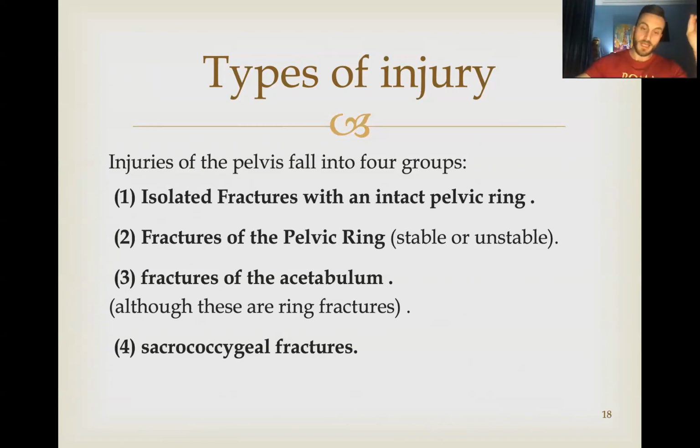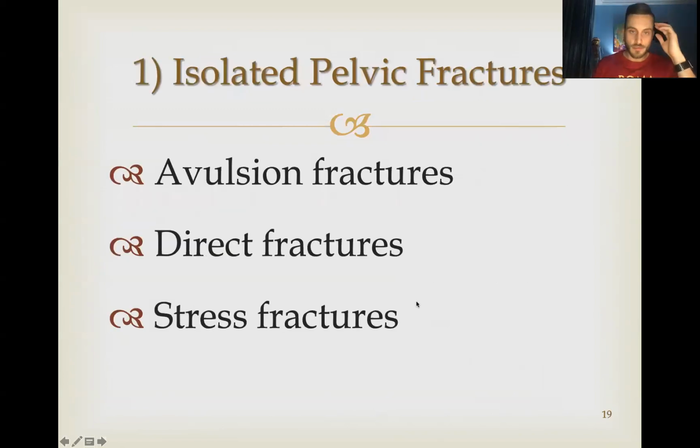Number 3, fractures of the acetabulum. The difference between the ring fractures and the acetabulum is that the acetabulum, which is here, as you can see, is intra-articular. So there is a joint in here. The head of the femur is articulating with the acetabulum in a ball and socket joint. So if there is a fracture involving the acetabulum, we are talking about an intra-articular fracture. You know the rest: anatomical reduction, rigid fixation, or absolute stability. Number 4, sacrococcygeal fractures. So these are the 4 main types.